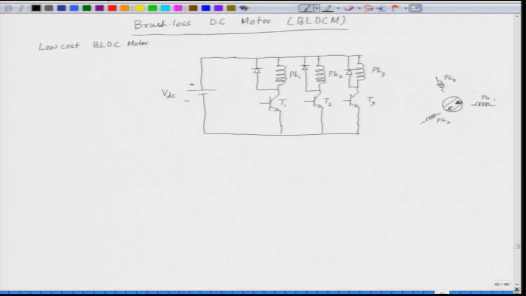And the stator is connected to 3 power transistors in the following fashion. What we have to do here, this is a closed loop drive. So, we have to have a position sensor. We connect a position sensor to the rotor, sense the rotor position, and trigger the base drive for transistors T1, T2 and T3.